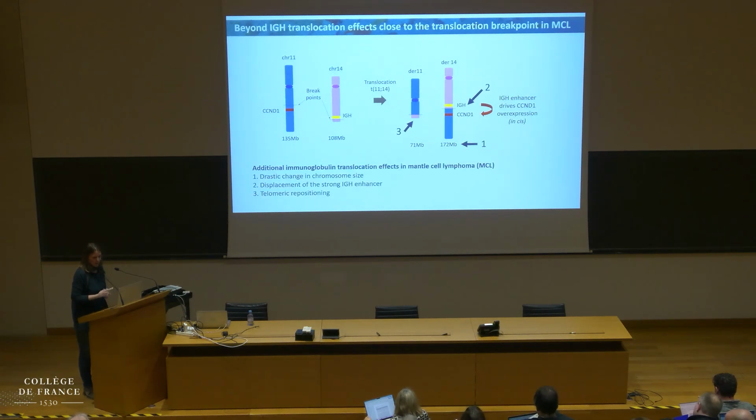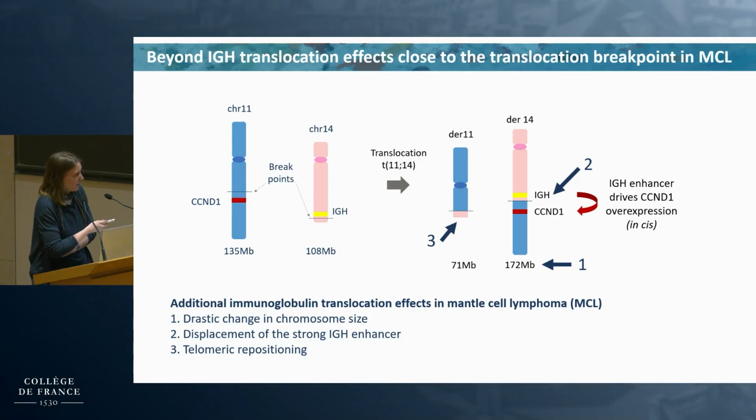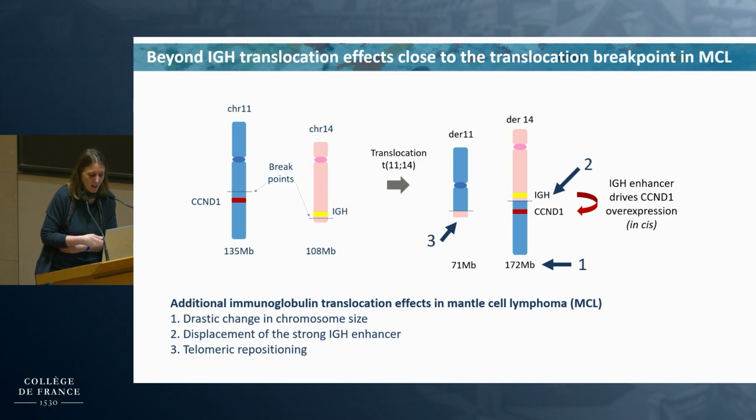But we can see multiple effects that actually have not yet been studied really. So basically what we can see is that the size of the chromosomes changes drastically. We can see that this immunoglobulin enhancer is basically displaced from its original position to another chromosome. And we also see that the telomere here at the end of the chromosome is also repositioned. And we try to understand those effects and if they could contribute to tumor formation.